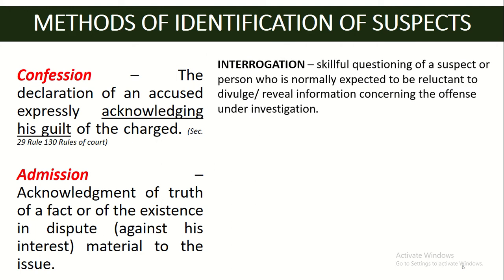Now, the question is, how can we obtain confession and admission? The answer is, through interrogation we can obtain the same. But what is really interrogation? As defined within our slide, interrogation is a skillful questioning of a suspect or a person who is normally expected to be reluctant considering that they know the facts about the crime charged or the matters being investigated.